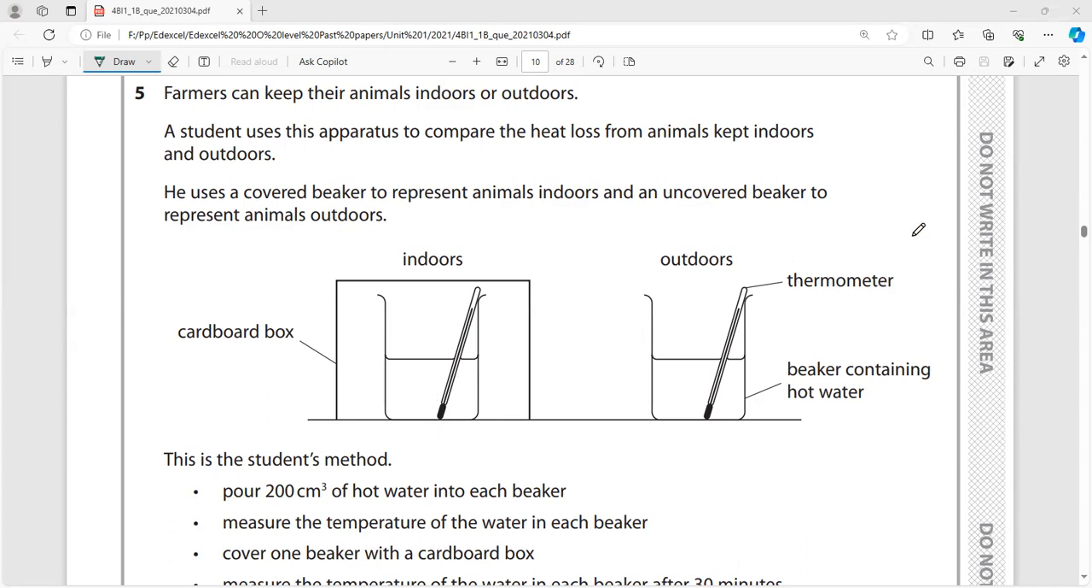Now in this experiment, the difference is the beaker under the cardboard box and the beaker without the cardboard box. That is our independent variable. Our result is the temperature change we are measuring. That's our dependent variable in this experiment.